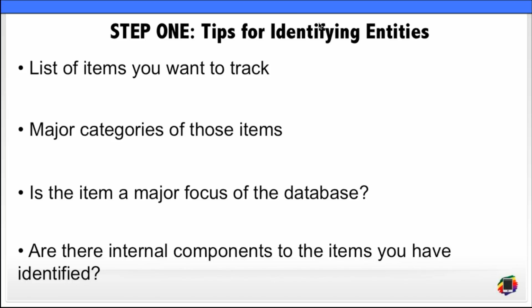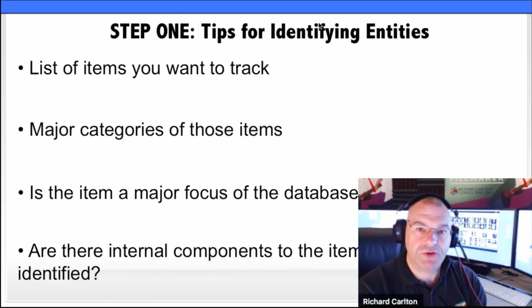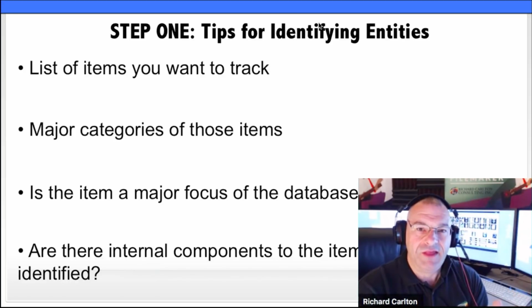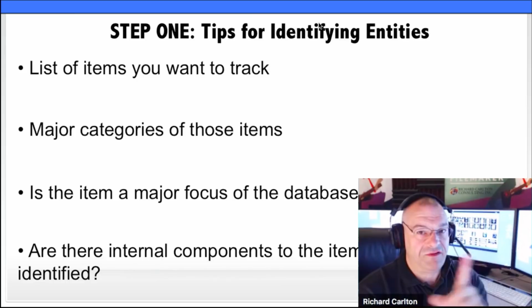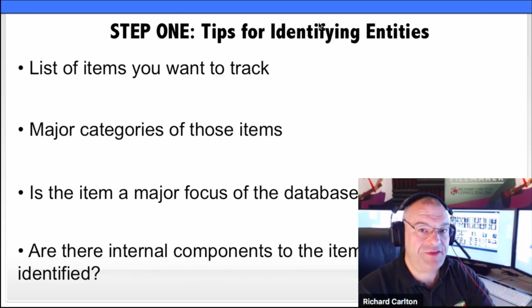There are little tips along the way that I'm giving you to help you identify these. So if you identify, let's just pick something like a classroom number. It's a room where they're going to have a lecture or a class. Are there subcomponents to that you're going to be tracking? Not really. So maybe the classroom number is a field, or it's a table. That's where you have to decide.